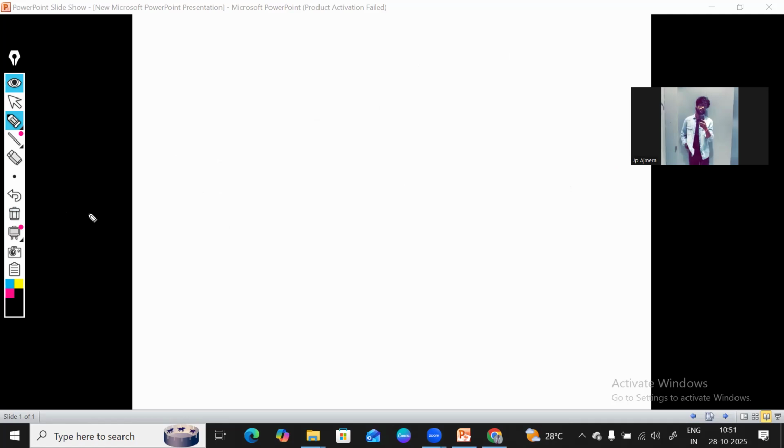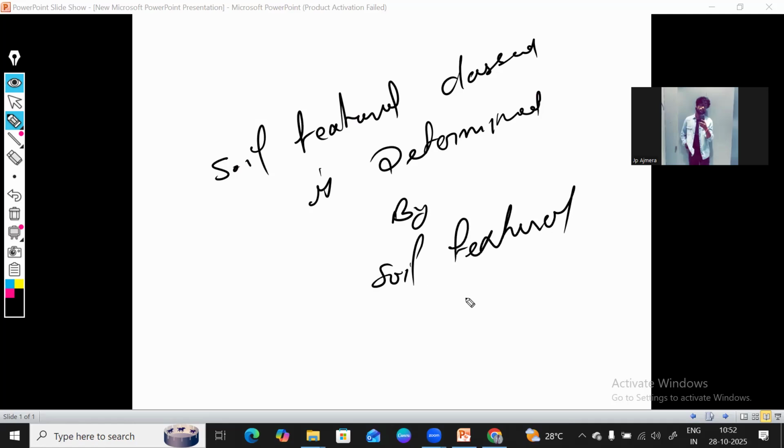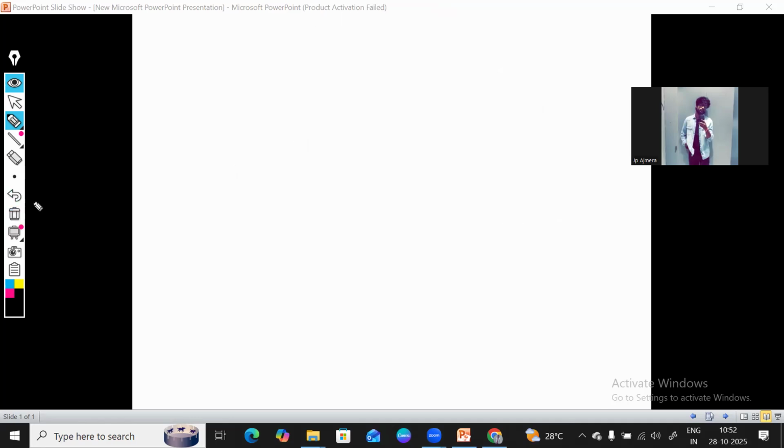The texture classes of soil are determined by the soil textural triangle. How many classes are there in soil texture? 12 classes. Good. Let's move to the next one.